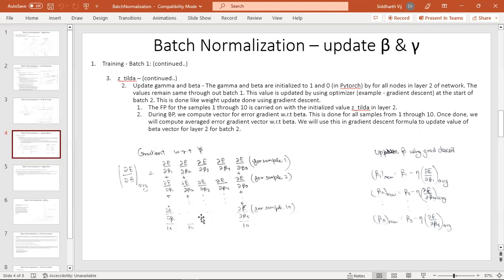Once you have got the error gradients with respect to beta of all the samples, you would do the average. That gives us the error gradient with respect to beta average value. Once you are done with this, you will compute the new beta value based on the gradient descent formula, which is beta new is equal to beta old minus learning rate into error gradient with respect to beta average. So this is a generic way on how to update the values of beta and gamma when it comes to training of a network containing batch normalization in one of the layers.